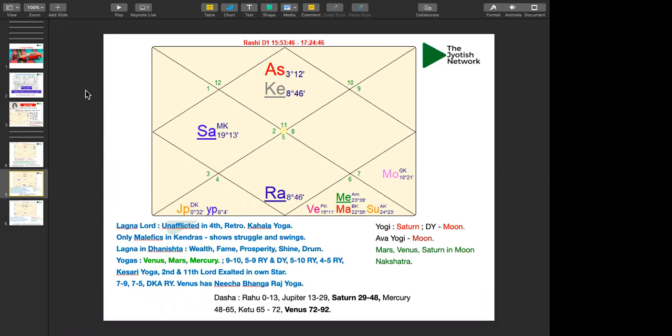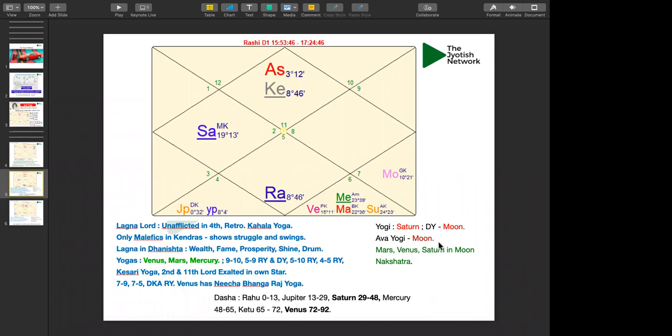Yeah. Absolutely. And I'm also looking at your notes there. I see that the yogi for this chart happens to be Saturn, and the duplicate yogi is the Moon. And what's interesting is Mars, Venus, as well as Saturn are in Moon's nakshatra. And the Abyogi is Moon too now. Yeah, I noticed that too. Is that possible?